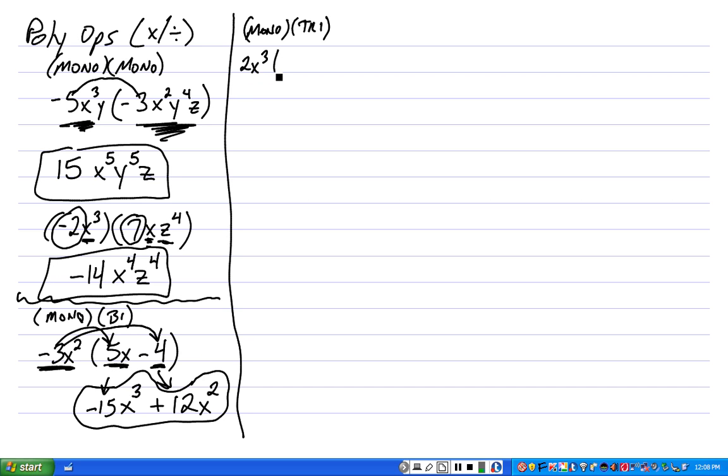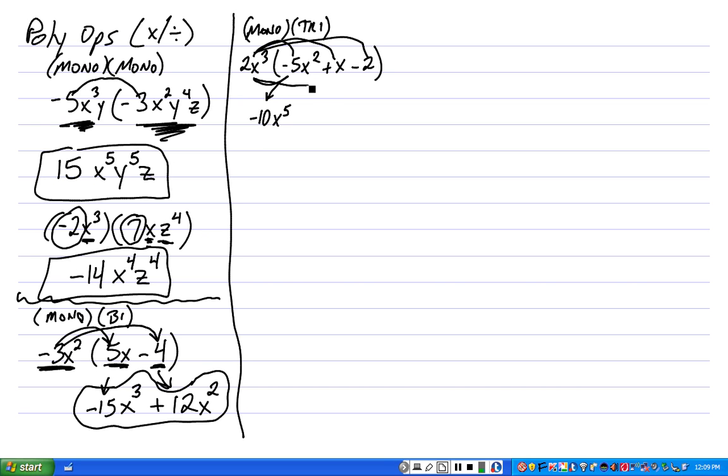2x to the third times negative 5x squared plus x minus 2. Okay, so once again it's going to be like distribution. So you're going to say this term times this term, times that, and this term times that. So when we do the first two, that gives us 2 times a negative 5, which is a negative 10. We have x to the third, x to the second, so that's going to be x to the fifth. Now that takes care of that one.